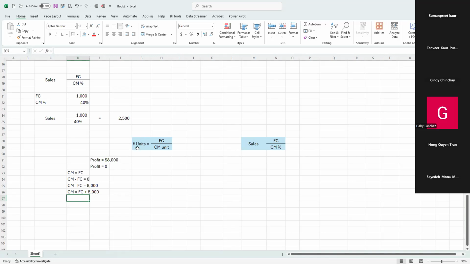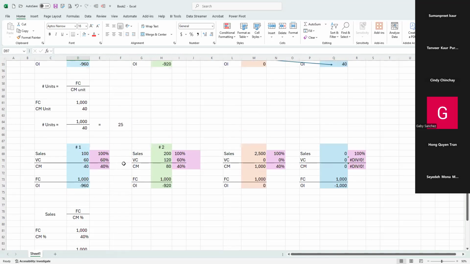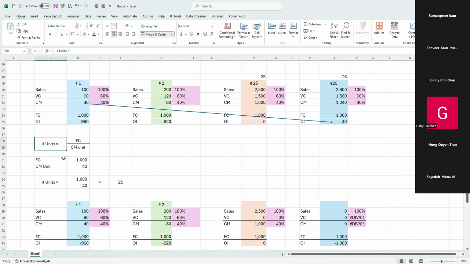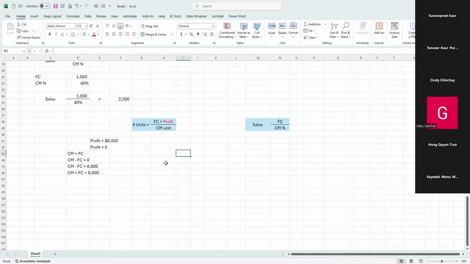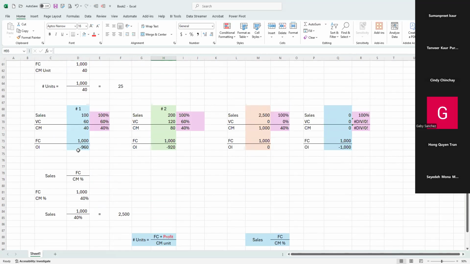So we're still gonna use this formula, don't get me wrong, but we're gonna make a slight adjustment. We're gonna add to the fixed cost the profit that you want. That will be the only adjustment that we're gonna make. Every time when you want profit, add it to the fixed cost. So let's use the formula now.